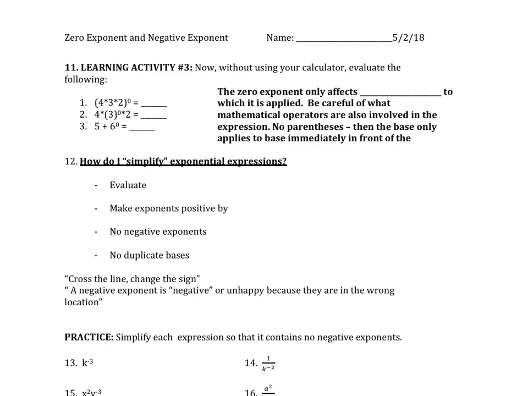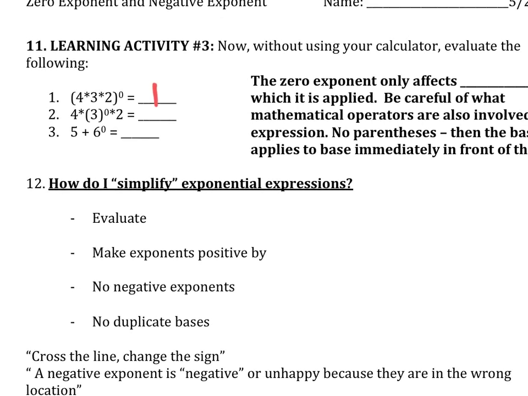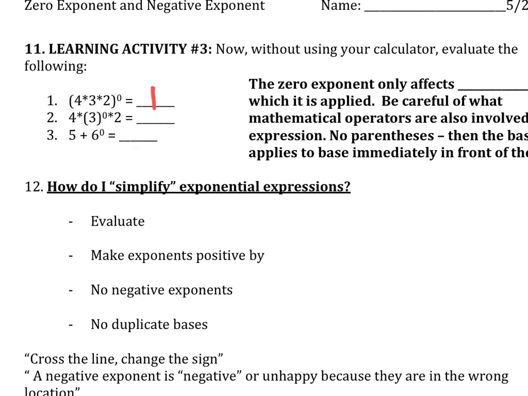First thing I want you to notice on number one is that the zero exponent applies to all of this expression. So the entire value of this expression is equal to 1. All right. Where the next one, only this part becomes 1. So 4 times 1 times 2 gives you 8. And then on number 3, only 6 to the 0 becomes 1. So you're left with 5 plus 1, which gives you 6.